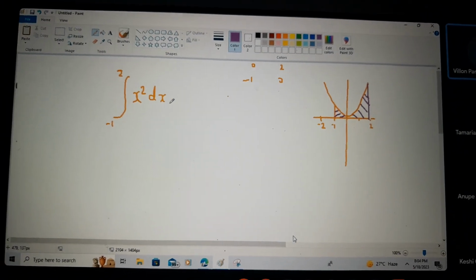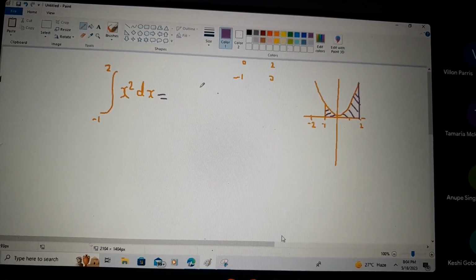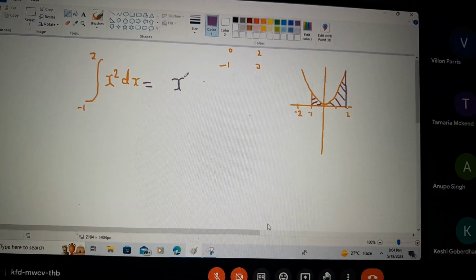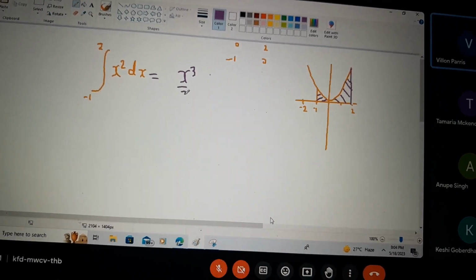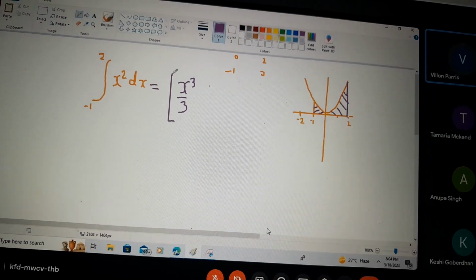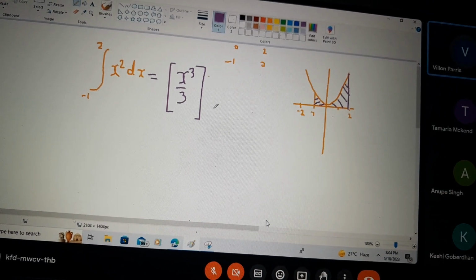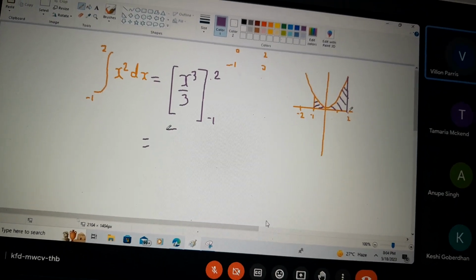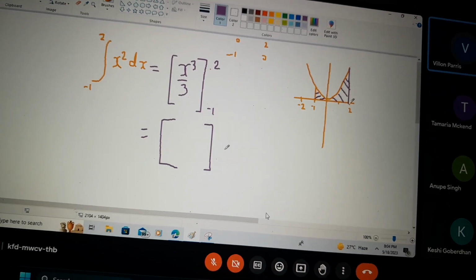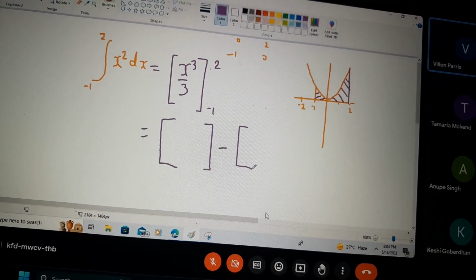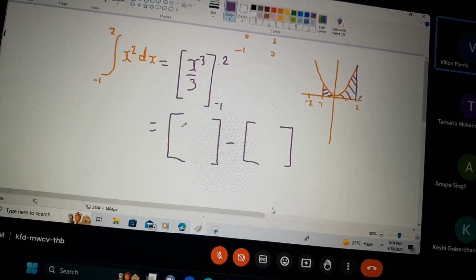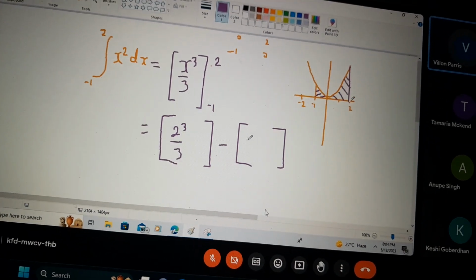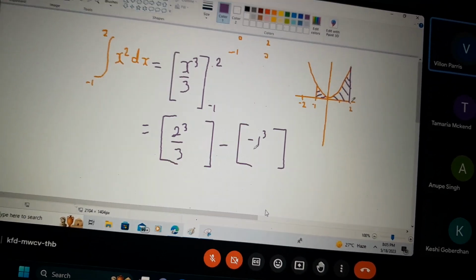So what's our procedure? Integrate x squared. When we integrate x squared, what do we get? X cubed divided by 3. Wonderful. Next step: substitute. So we substitute and take the difference. It would be 2 cubed over 3 minus -1 cubed over 3.